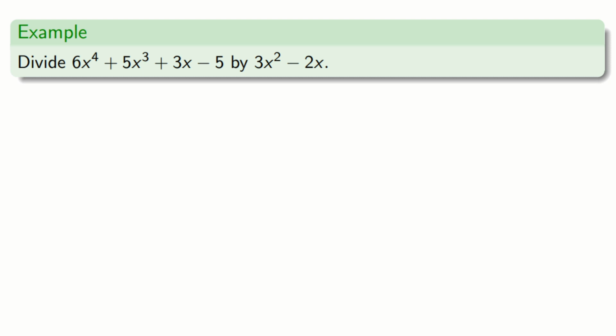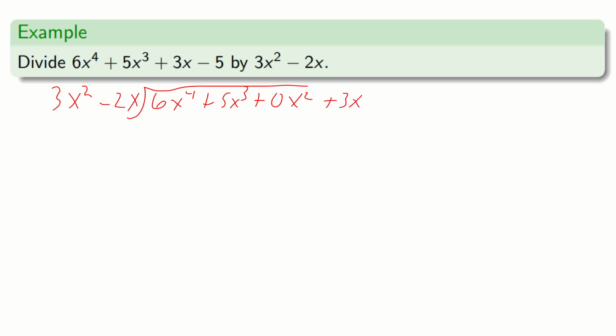All right, let's do one more here before we figure out, okay, there has to be an easier way to do these, right? And indeed there is, but we have to do one more ugly one first. So we have 3x squared minus 2x, and we are dividing by 6x to the 4th plus 3 of 5x cubed. And we see that there's like no x squared. So when there's nothing there, you could just say plus 0x squared. Okay? Plus 3x minus 5.